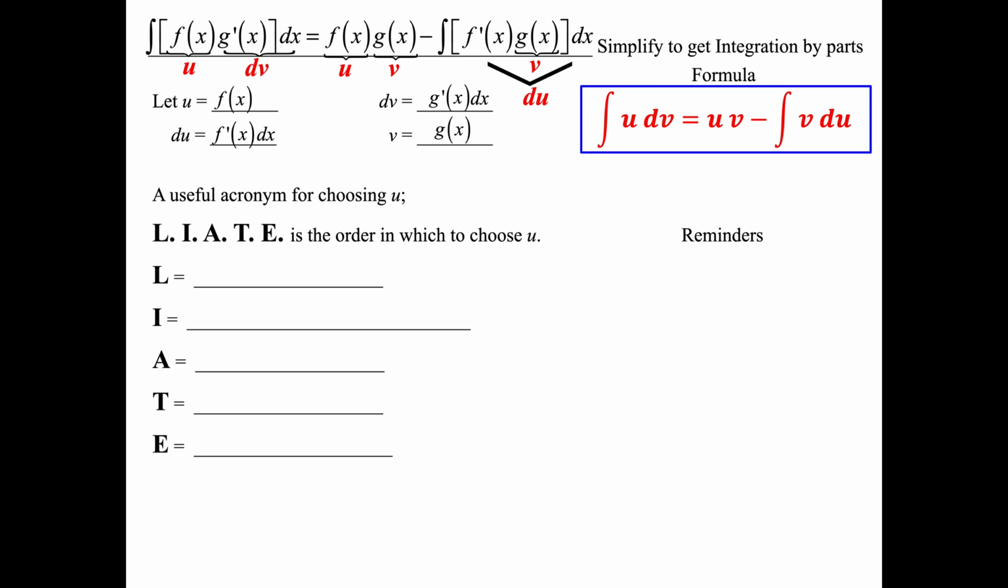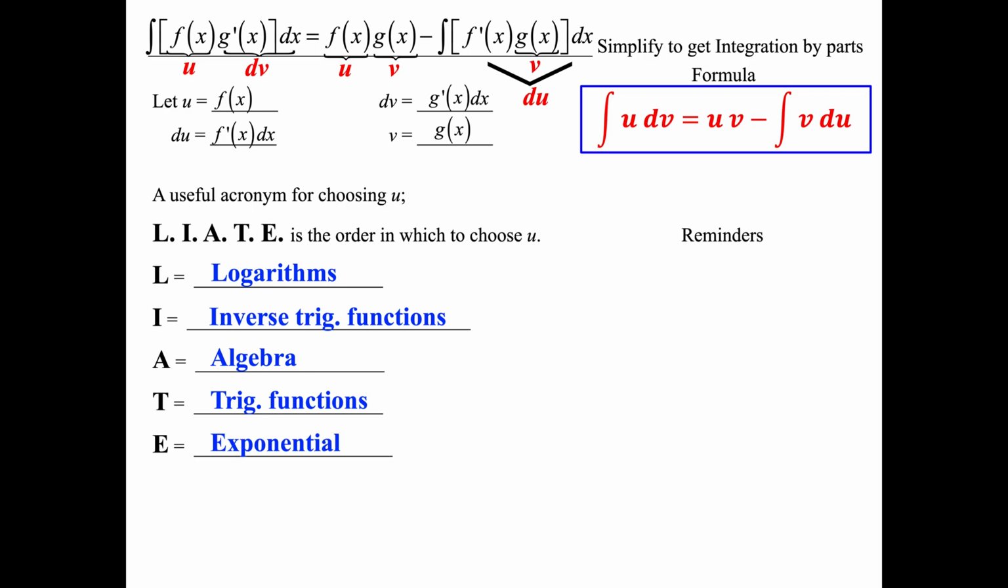Now, a very useful acronym for choosing your u is as follows, L-I-A-T-E. First, the L stands for logarithms. I stands for inverse trig functions. A stands for algebra, T stands for trig functions, and E stands for exponentials. So in this order, if you see your function u dv and you see a log, you want to call that u, and whatever else you have left over, that's going to be your dv.